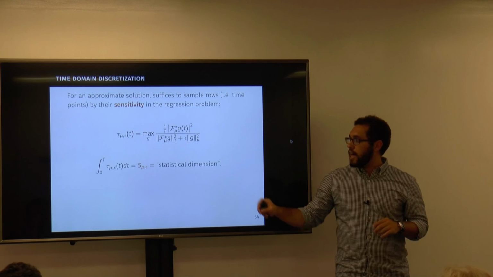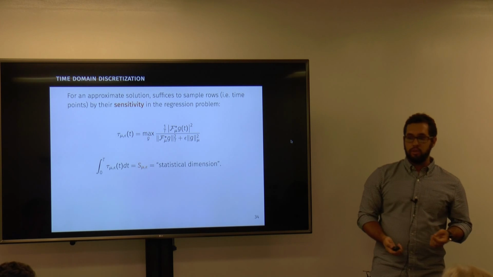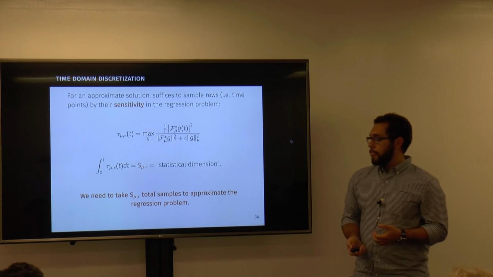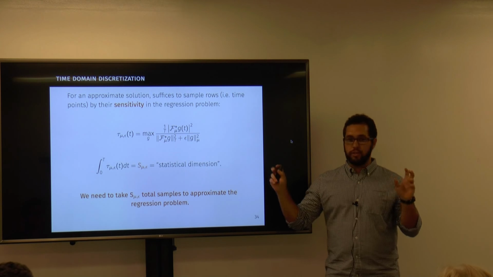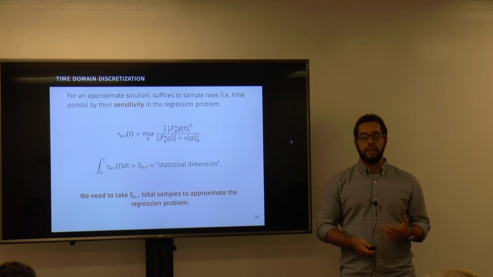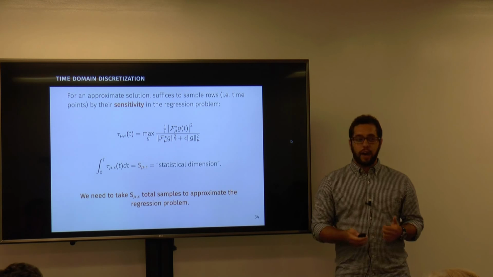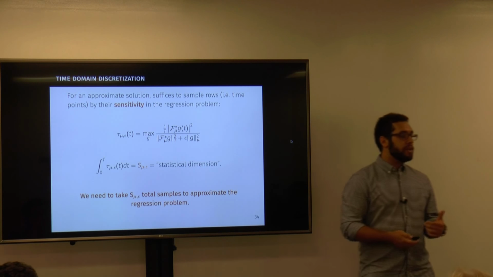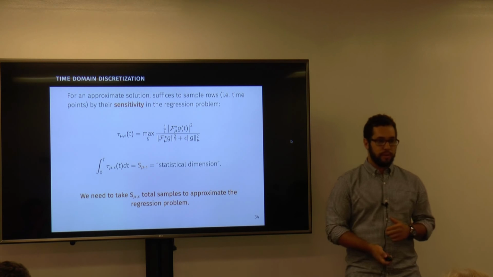What I want to mention is that if you sum up these sensitivity scores for a regression problem, you get what is known as the statistical dimension of the regression problem. And if you can sample by these sensitivity scores, you'll need to take statistical dimension samples to solve the regression problem. There's sort of a standard concept in machine learning theory. I don't know a strict lower bound that you need this many samples, but roughly it's what we believe the number of samples you need to solve a regression problem is.